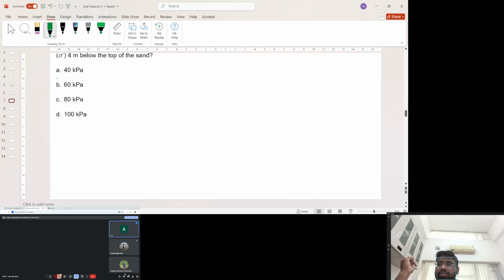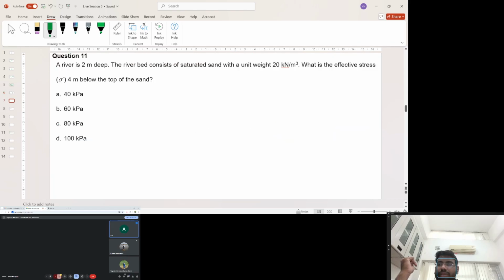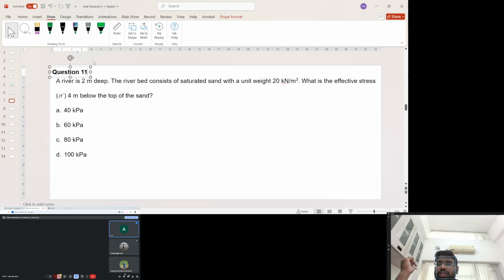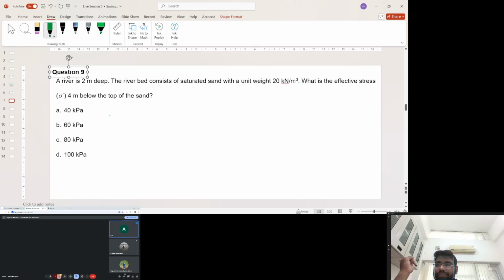So, moving to the next question. This is the ninth question. We will solve a numerical on effective stresses. A river is 2 meter deep. The river bed consists of saturated sand with a unit weight of 20 kilonewton per meter cube. What is the effective stress at 4 meter below the top of the sand?